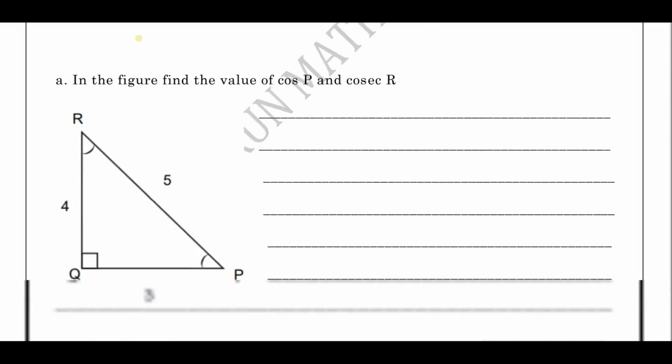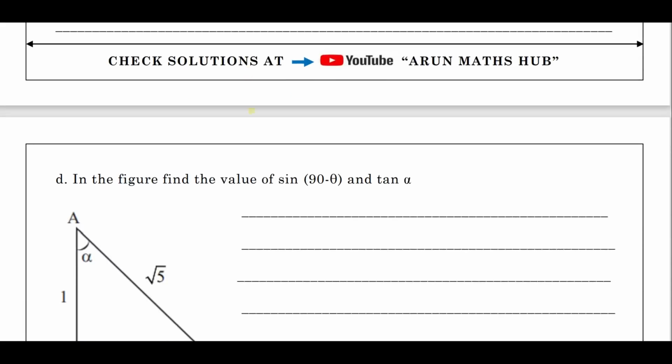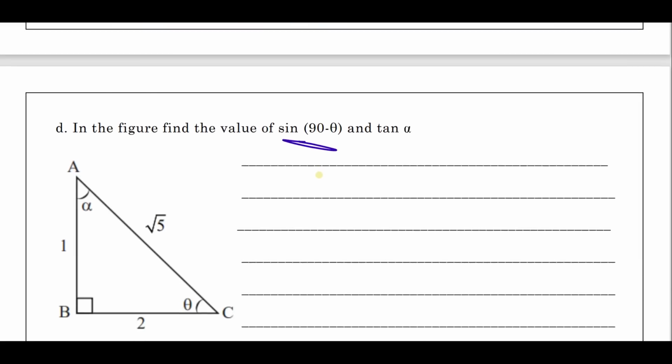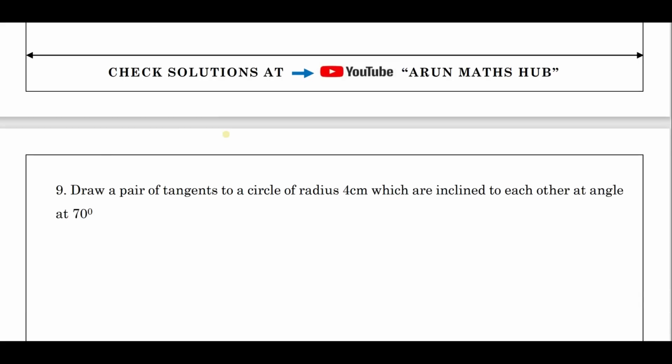The same way, similar questions are there. Definitely based on the complementary relation also you can expect. Sin of 90 minus theta is cos theta, tan of 90 minus theta is cot theta, cosecant of 90 minus theta is secant theta. Based on the complementary relation also you can expect. Try to solve all these questions.